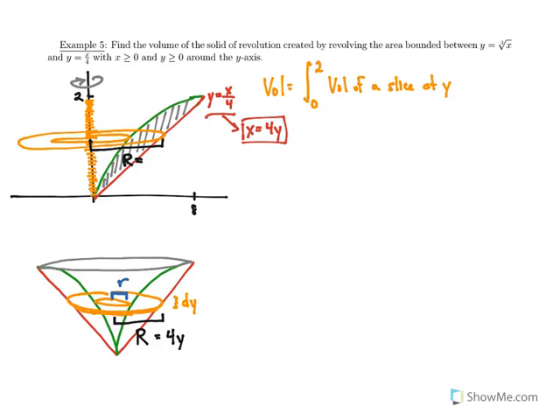And the small radius is going to correspond to that green line, which is, again, y equals cubed root of x, but we need to rewrite it in terms of y. That will give us x equals y cubed. So the small radius is going to be y cubed.